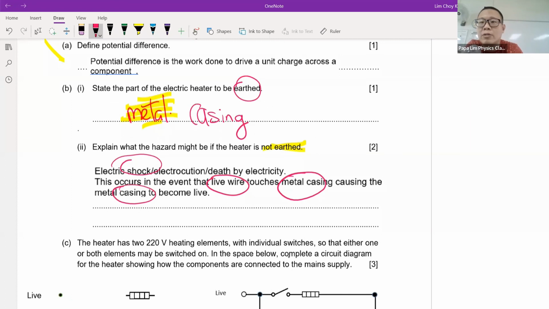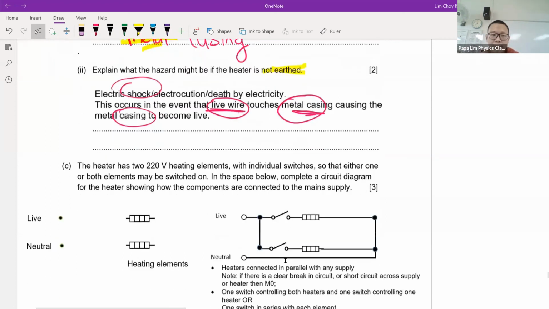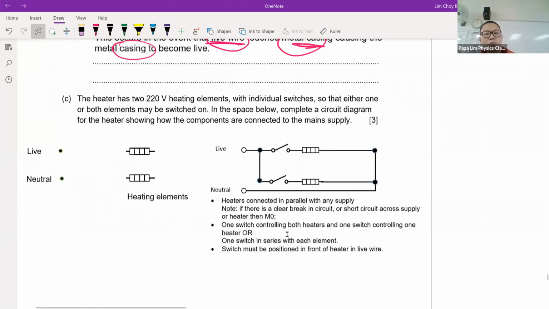Okay, and that's why it's important for the earth wire to be present, especially when you have items with metallic casing. Because when the live wire touches the metal casing, which is the keyword, the casing will be live, at a high potential, and if it's not earthed, electrocution will occur. So this is what happens. The importance of the earth wire is to prevent electrocution when the live wire touches the metal casing.